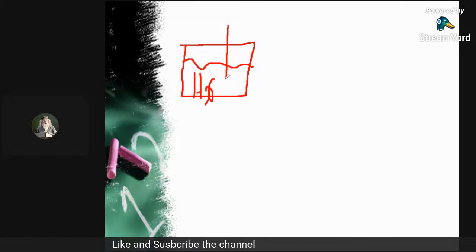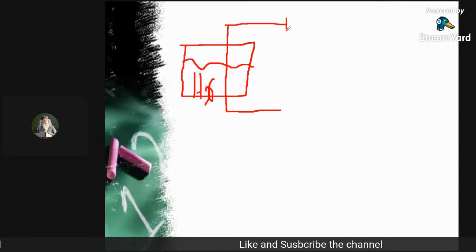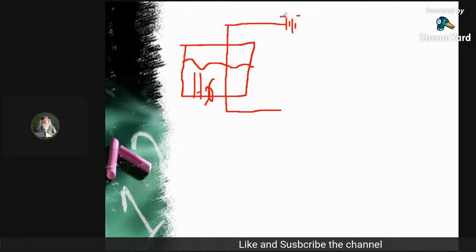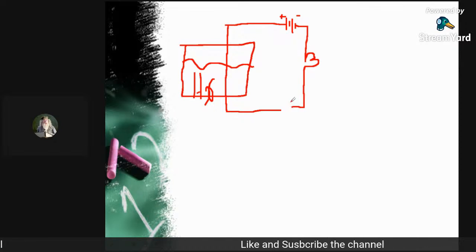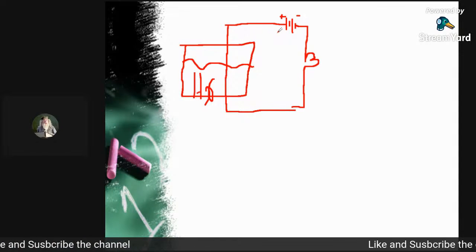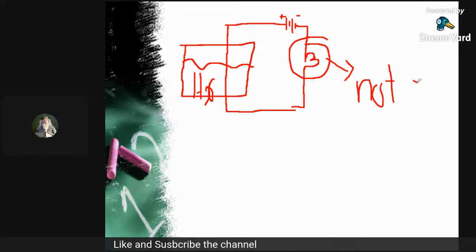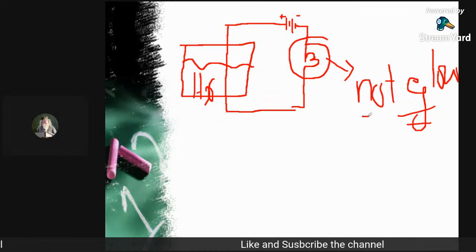If wires are placed inside this water like this, here is the battery, we are connecting the wire, and here is the bulb. If current is passed, this bulb will not glow.